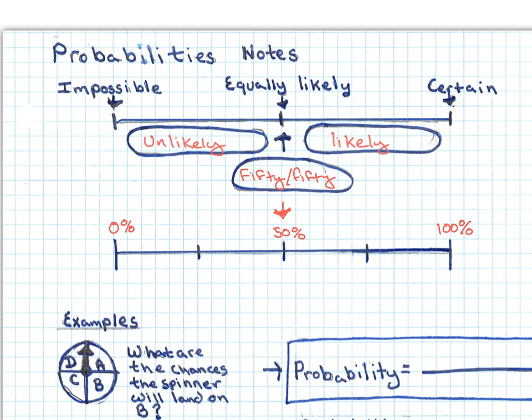We also sometimes write probabilities as fractions. So 0 would still be 0. 50% is 1/2. And 100% would just be considered 1. We can fill in some of these points in the middle with 25% or 1/4. And over here, 75% or 3/4.